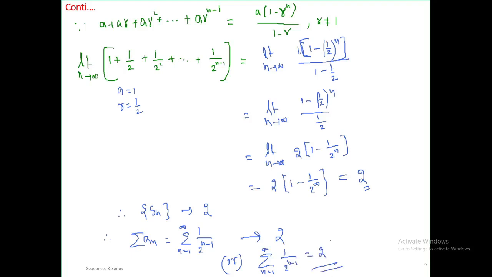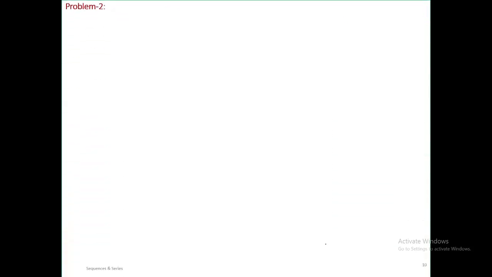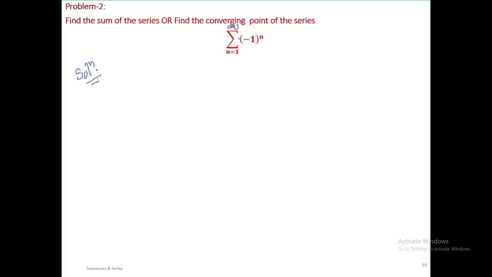Hope you understood. Let me do one more for more clarity. So look at this series again: n is running from 1 to infinity, of minus 1 whole to the power of n. Again the same story. So let the series be bn. The series bn is the series of minus 1 whole raised n, where n is running from 1 to infinity. So what is the nth term of the series? The nth term of the series is minus 1 raised n.